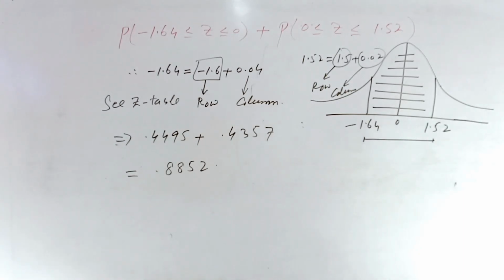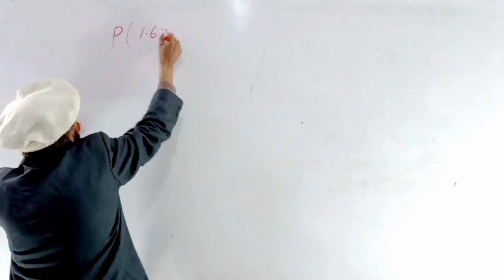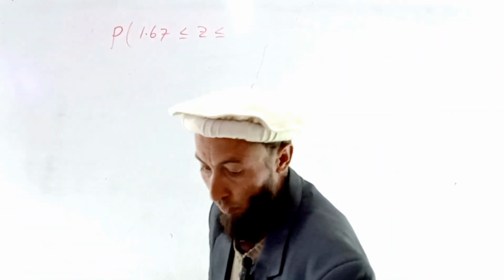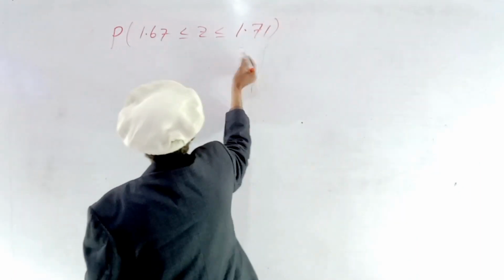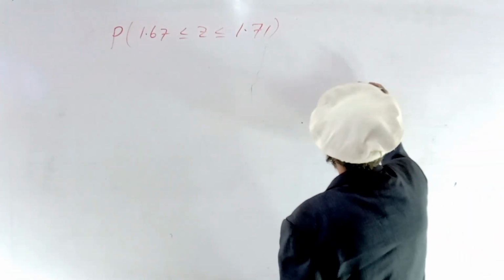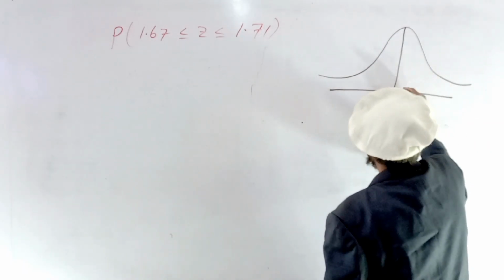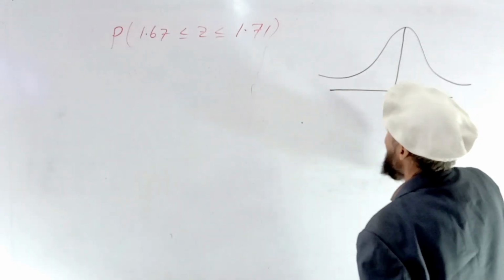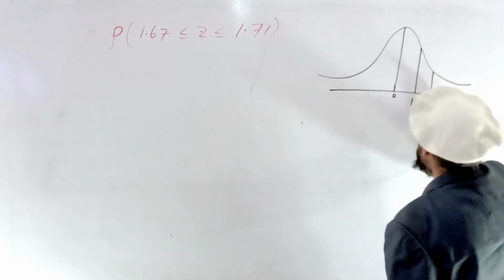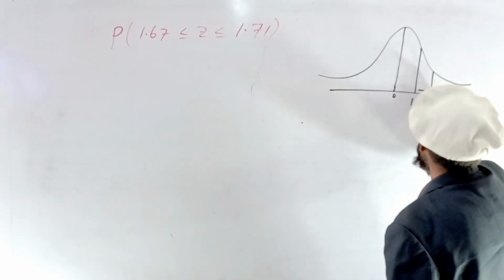How do we calculate this value? We see the table for probability of 1.67 less than or equal to Z less than or equal to 1.71. Both values are positive. So how do we calculate this result? Look here, we first draw the curve. Both are positive, 1.67 and 1.71. This area is required.